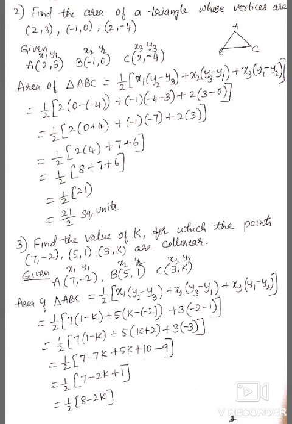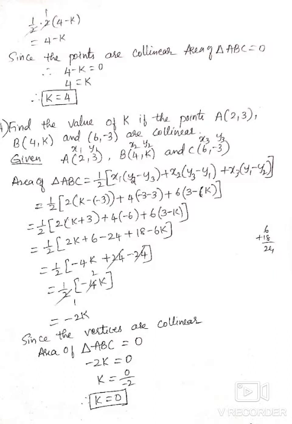So that is equal to half of 7 minus 7k plus 5k, minus 2k, plus 10 minus 9 plus 1. That is equal to half of 7 plus 1, 8, minus 2k. Okay, so you can take 2 as a common factor: 1 by 2 into 2 of 4 minus k. That is equal to 4 minus k. Since the points are collinear, the area of the triangle is equal to 0. So 4 minus k is equal to 0, 4 is equal to k. Transpose minus k to that side, it becomes plus k. Therefore k equals 4. So the value of k is 4.